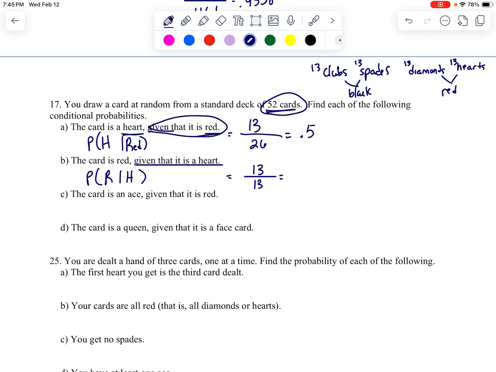Of those hearts, how many of them are red? Well, all of them would be red. So that's where we get 100%. Okay? The card is an ace, given that it is red.